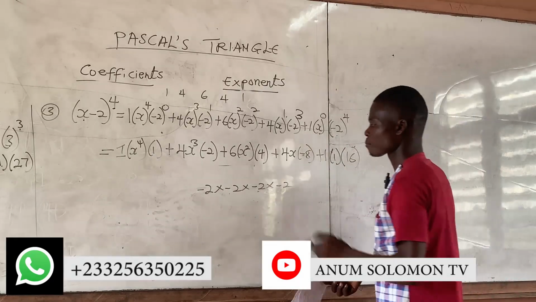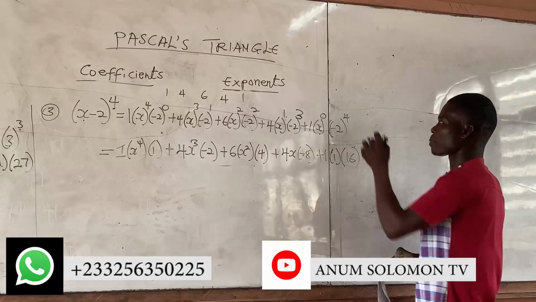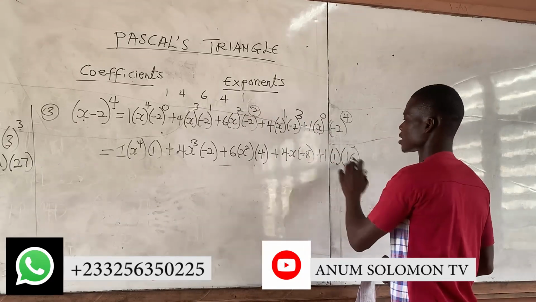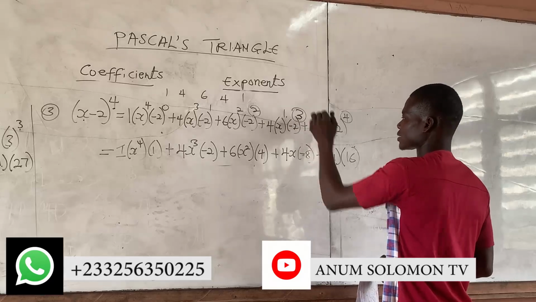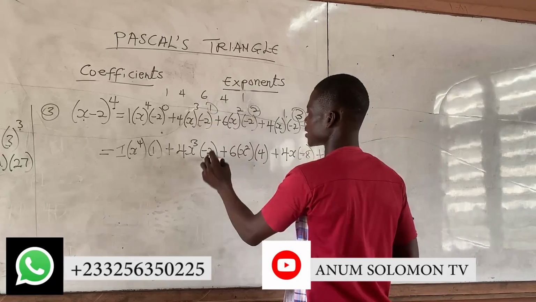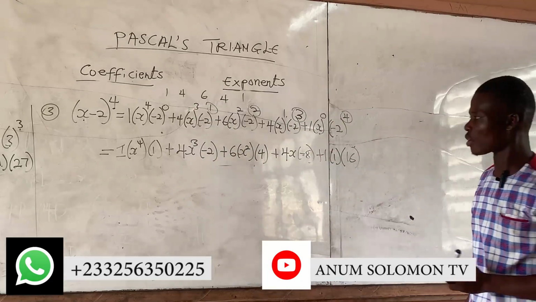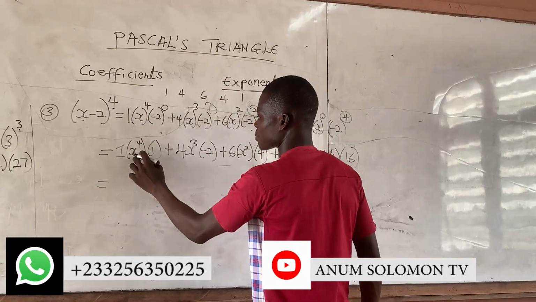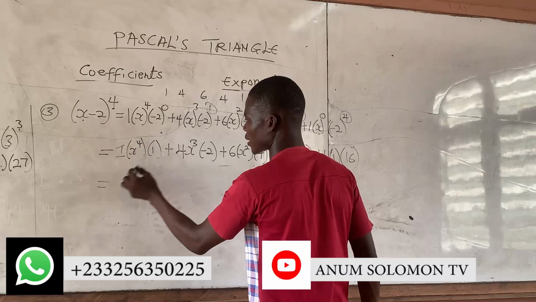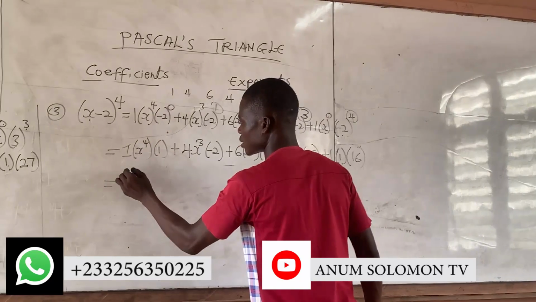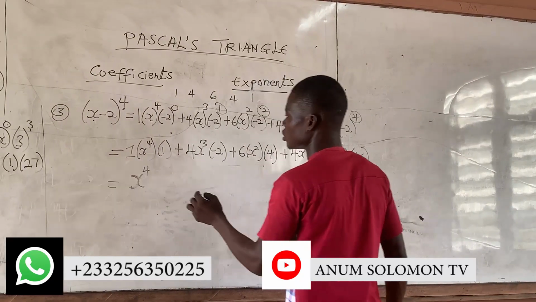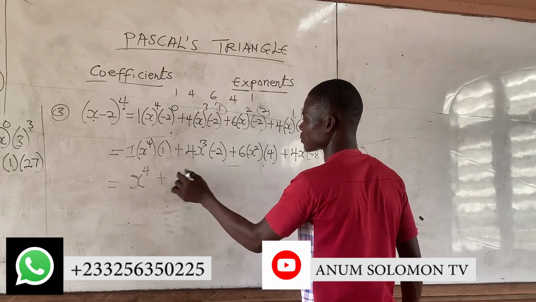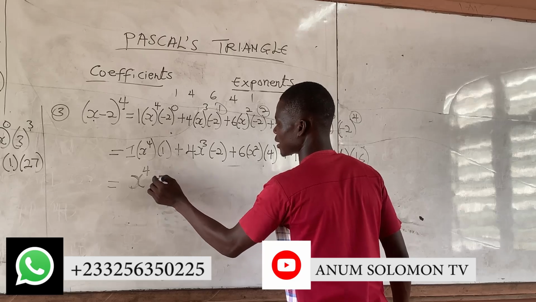So that's why when we have an even power like the 4 and the 2, the result is positive, and the odd ones, the result is negative. So now let's move on. 1 times x to the power 4 is x to the power 4, times 1 is x to the power 4. So plus 4 times negative 2 is minus 8.